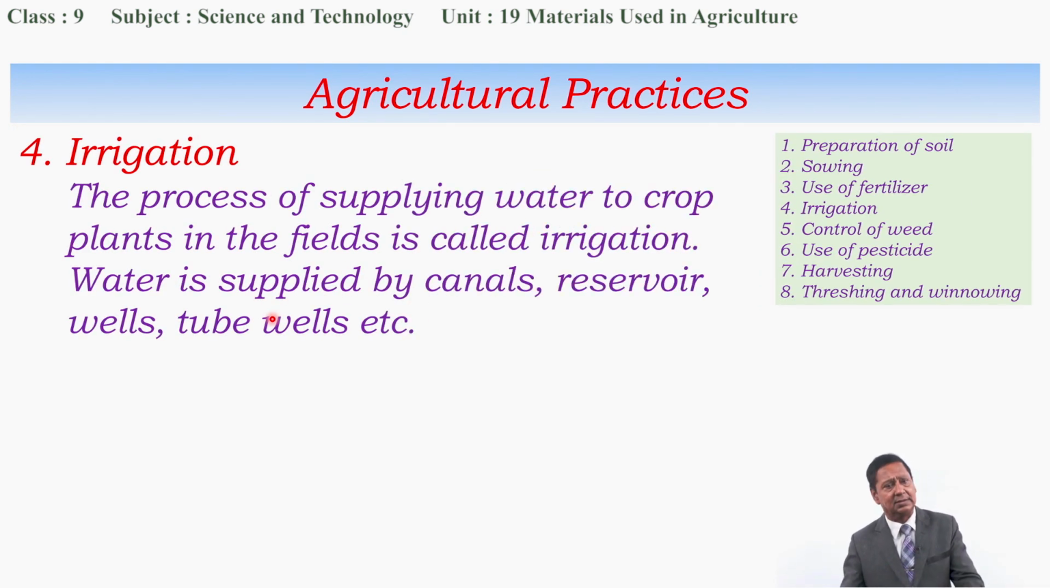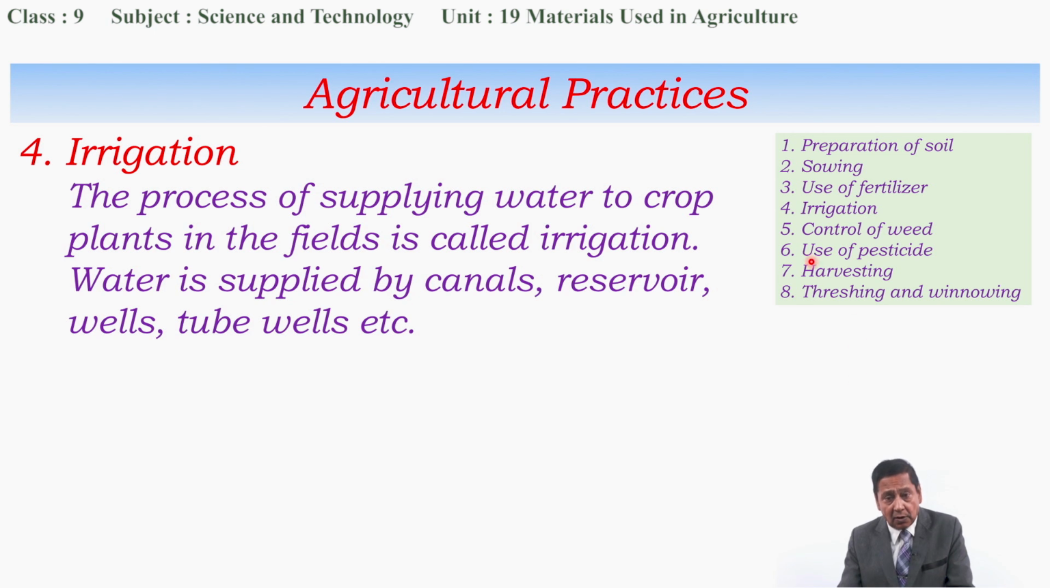What is irrigation? This is the process of supplying water to crop plants in the fields, and this process is called irrigation. Water is supplied by canals, reservoirs, wells, tube wells, etc. And this process is necessary. We have to irrigate throughout the year. Otherwise, because of evaporation of water and percolation, which means the draining out of water into the depth, the field will be dry. To make it wet and very fertile, it must be supplied with water, and that's why irrigation should be done throughout the year.